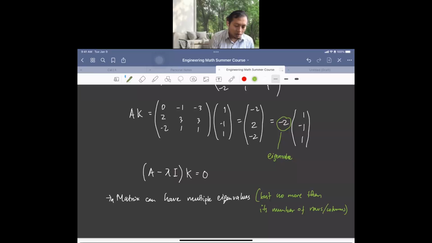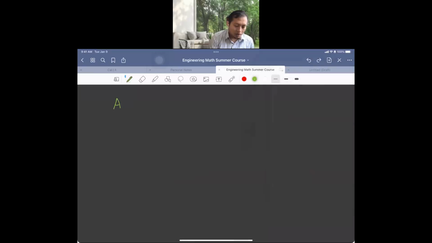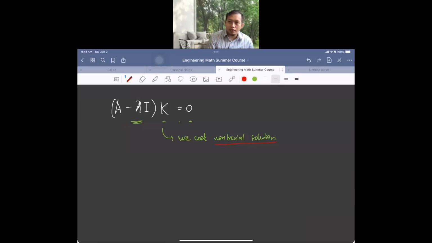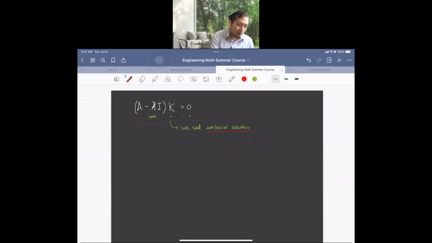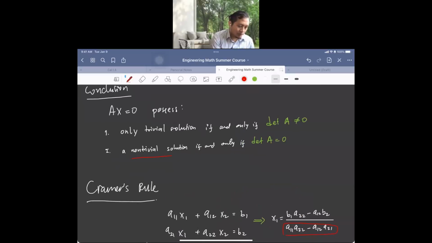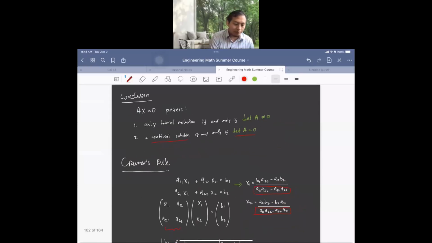Okay, and then let me write again this part. So A minus lambda identity, and then k is 0. If we break this down and make it into a homogeneous system, we seek only the non-trivial solutions. So remember, when we have a non-trivial solution, what should we have? The non-trivial solutions exist if the determinant is 0. So that's what we are going to apply.